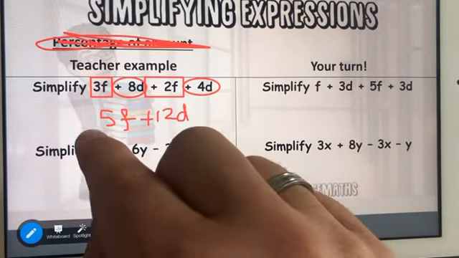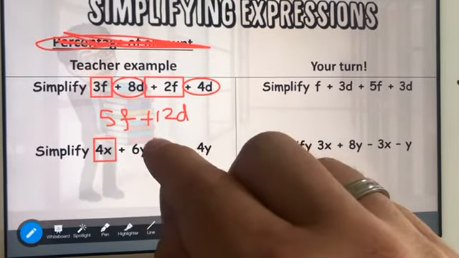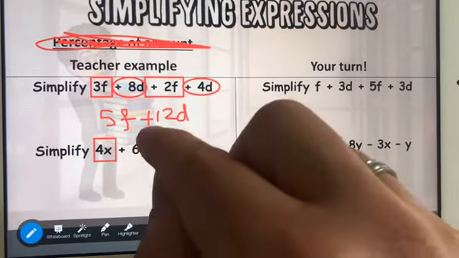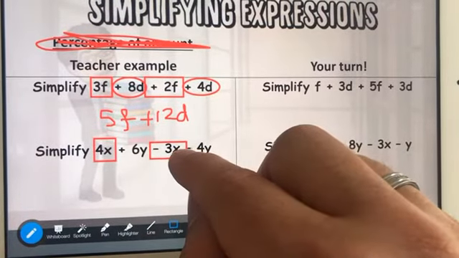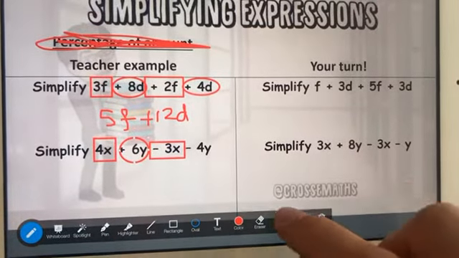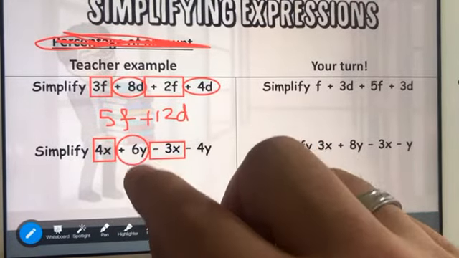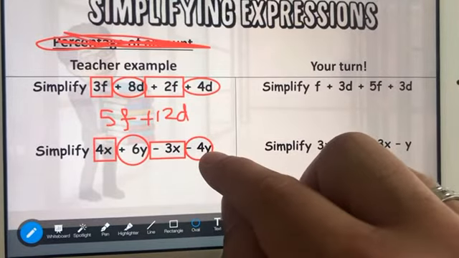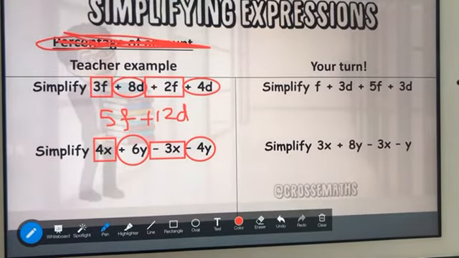Same thing down the bottom. I've got 4x and I've got minus 3x. It's important to get the signs, and I can't stress it enough. Then I've got 6y and minus 4y. If you've got highlighters, you can highlight them as well, it's totally up to you.